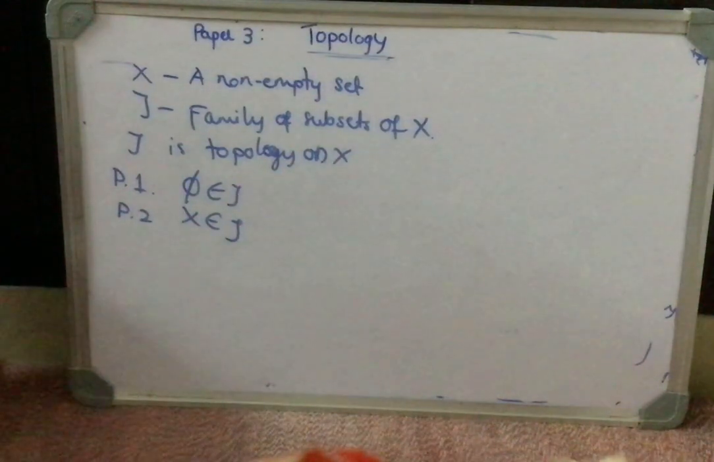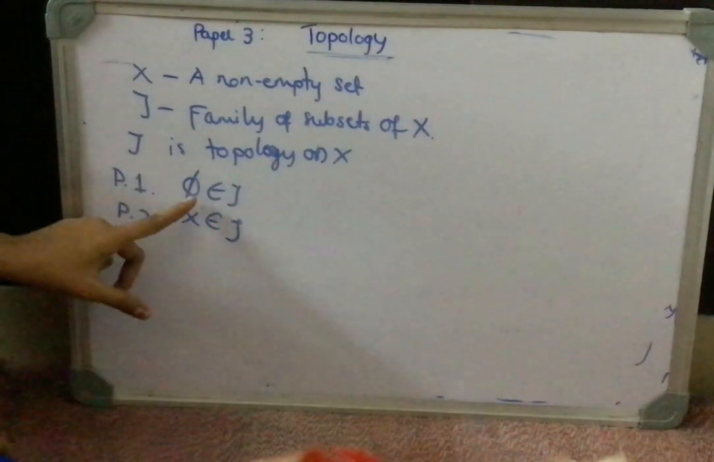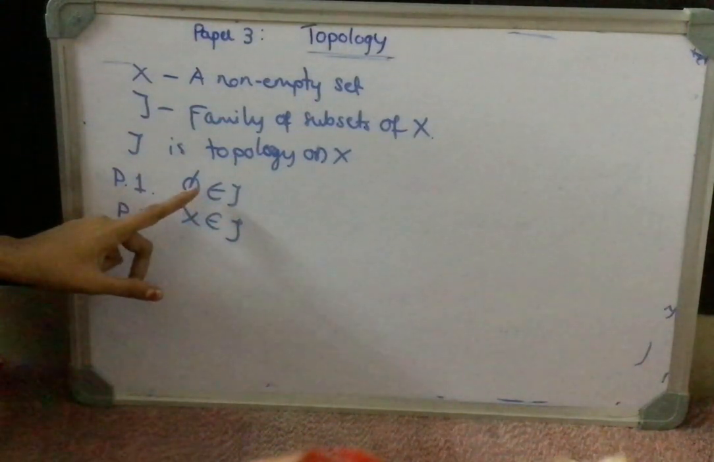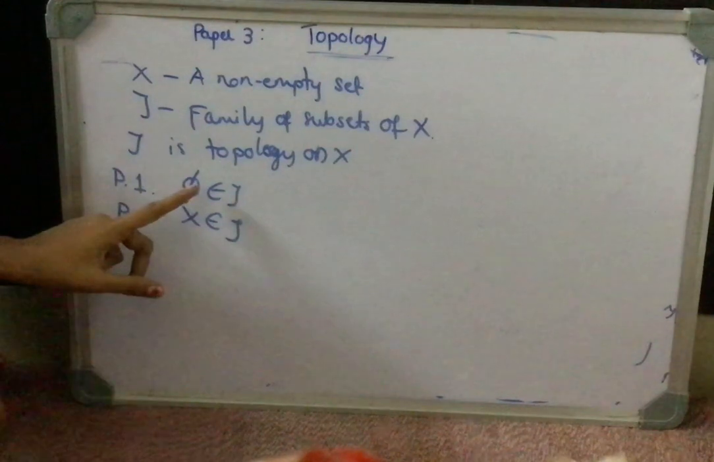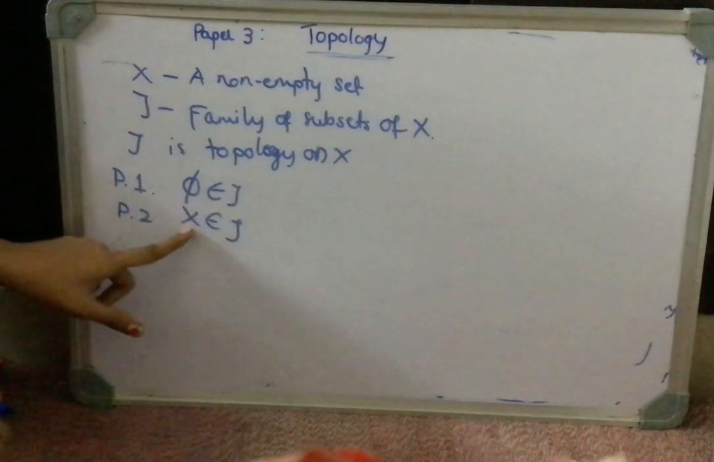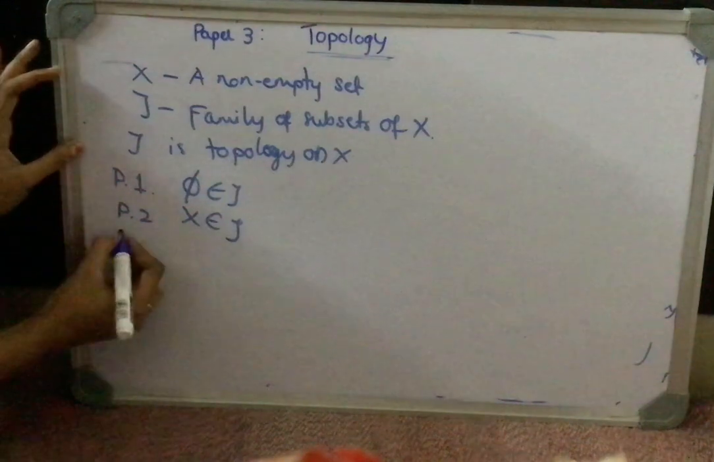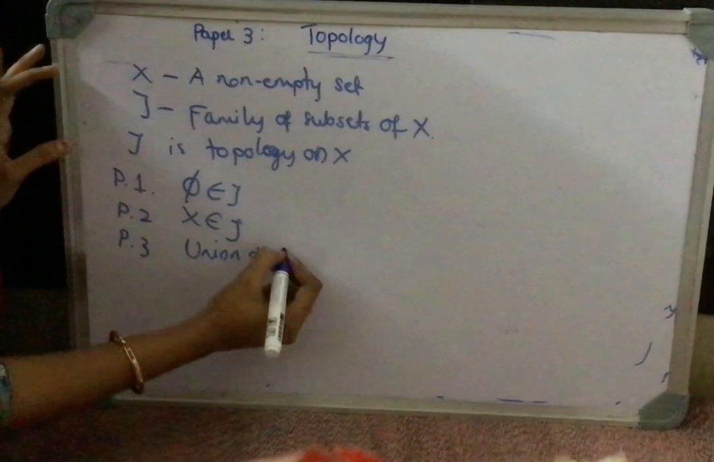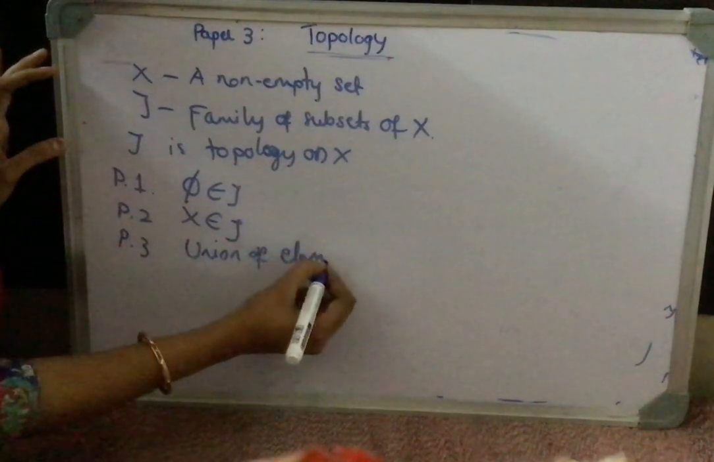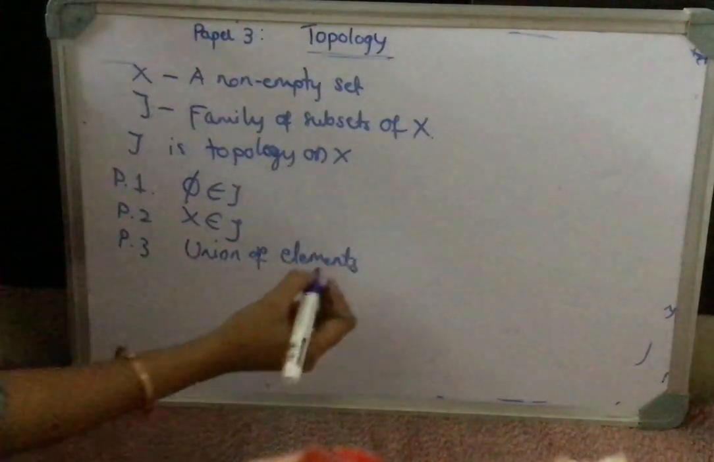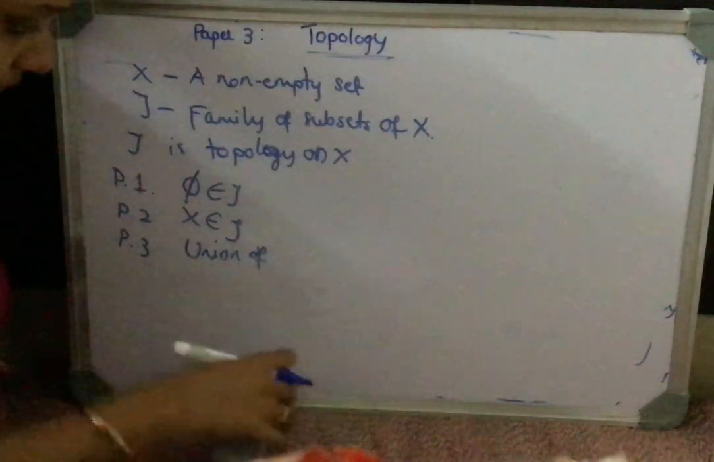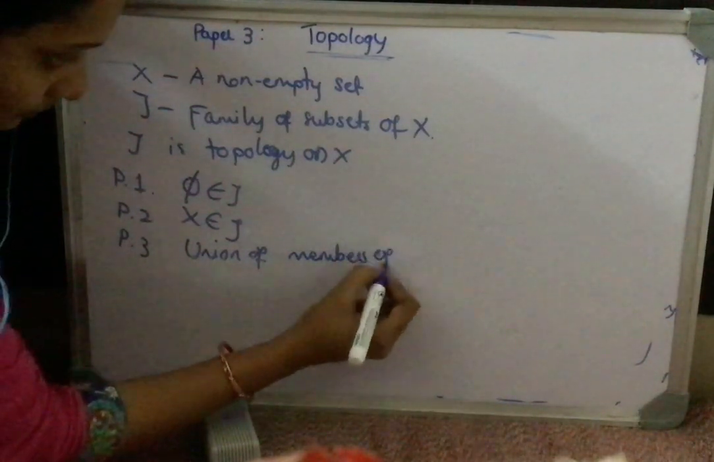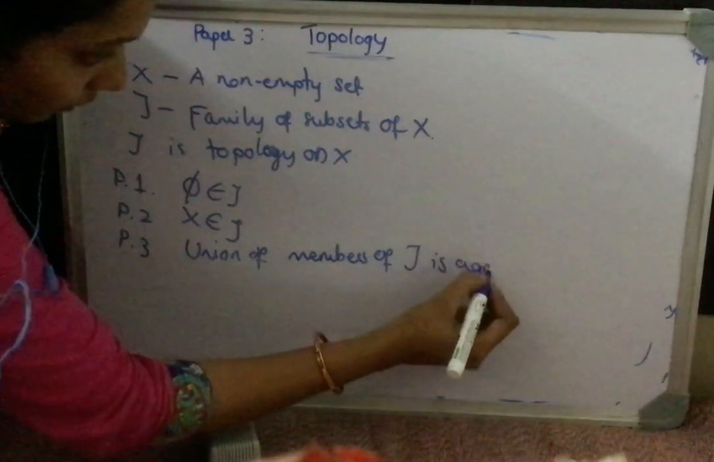Now in the power set, what is the least subset? The least subset is the empty set, containing the least number of elements, and the highest is X. So these two must be in tau. And the third one is the union of elements of tau. Union of members of tau is again a member of tau.